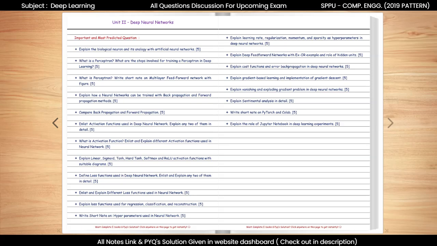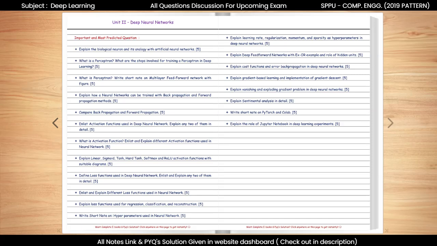Now, let us move on to our next important topic, cost functions and error backpropagation. From this topic, we can expect questions such as, explain cost functions and error backpropagation in deep neural networks. Cost functions measure total error across all outputs. Error backpropagation distributes this error backward through the network to update weights efficiently. This process allows deep networks to learn complex relationships.